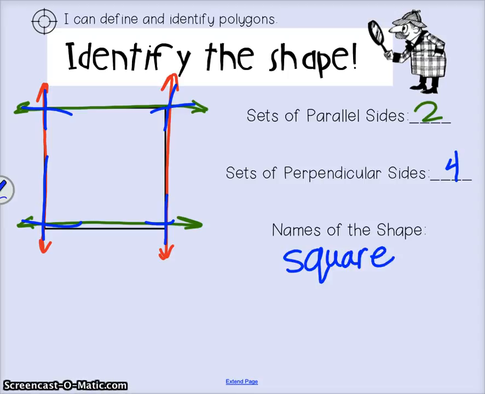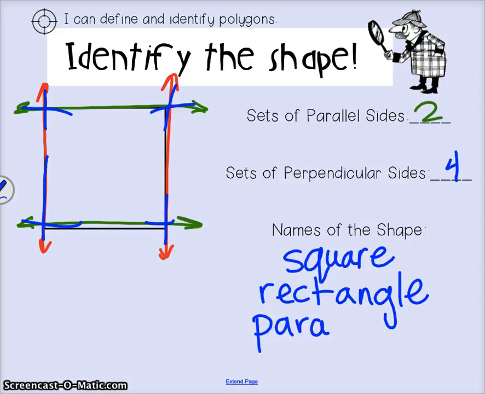Every square is a rectangle. Every square and rectangle is a parallelogram. And every parallelogram is a quadrilateral.